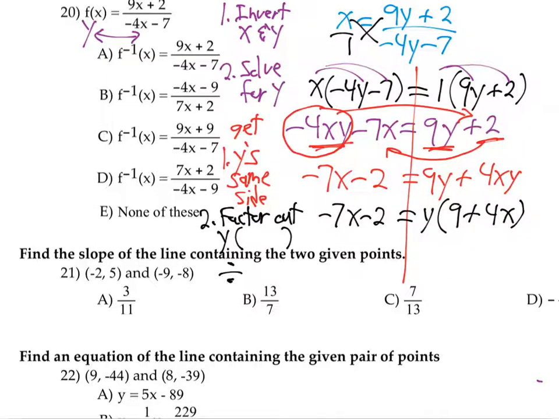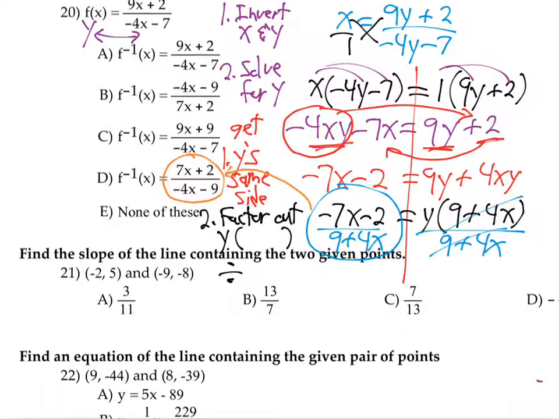See how I factored out the y? Last step now to solve for this is we divide by 9 plus 4x. Did it. So there we go. There's the inverse function. Now, notice that it doesn't look exactly like any of the answers, but it's the same as this one. Do you see that's the same? Now you might say, well, that looks different, signs and everything.